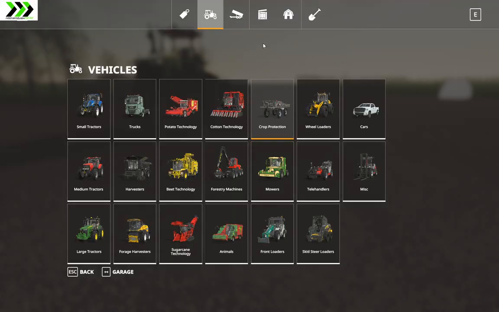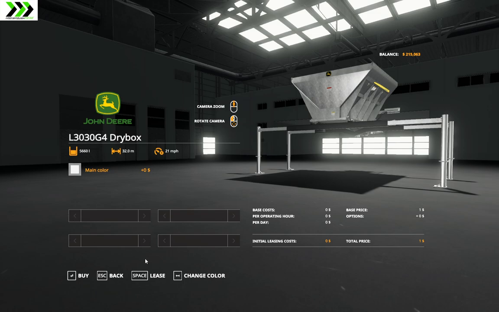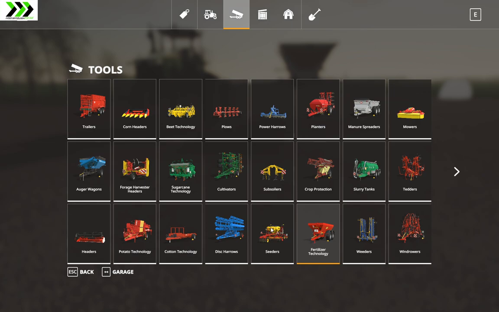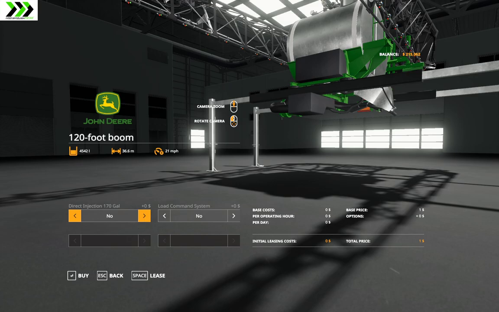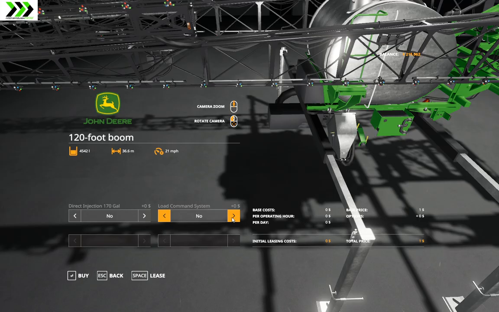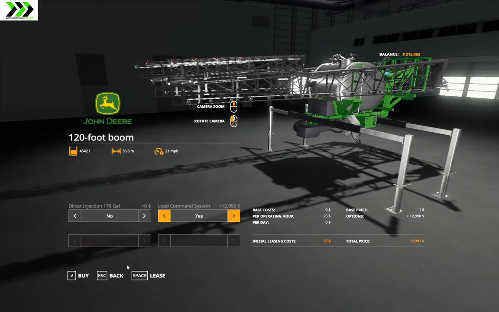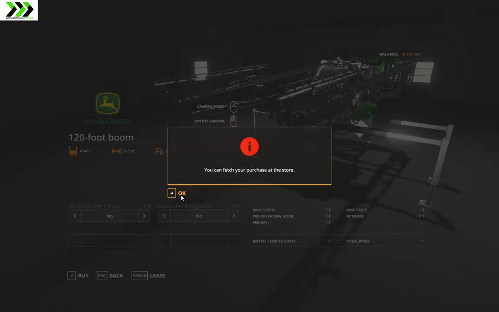Okay, so then we had the implements. The two implements we had: dry box. This has a lot more capacity. I modded it because this is what it actually holds in real life. But the spreading distance is correct. So one of those. Then we also got it with a sprayer. I don't know, local load command system. I don't know what that is.